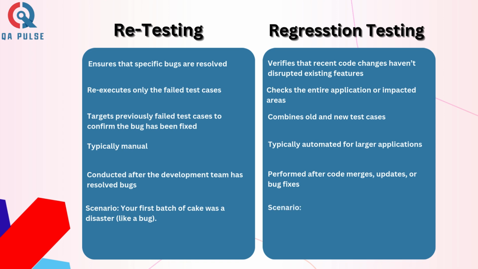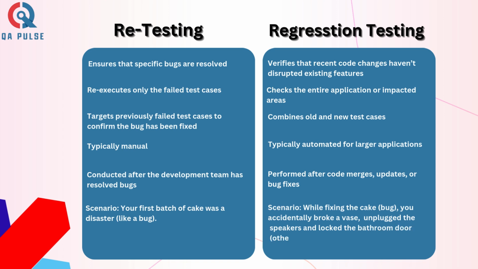While you were busy fixing the kitchen, you accidentally knocked over a vase, unplugged the speakers, and locked the bathroom room. Regression testing ensures that while fixing one thing, you haven't accidentally broken everything else. It's like checking the whole house after making a small change to ensure the party can still happen.